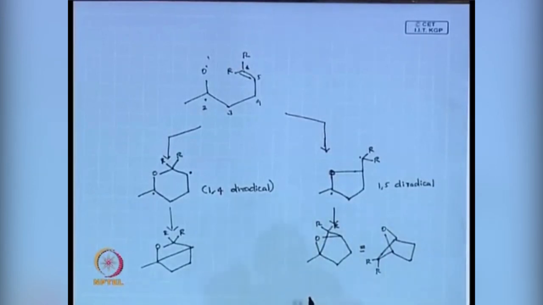Yeah, one methyl group, where that methyl group should be the bridge one. Okay. Yes, that's good. So you get, this is the simplest intramolecular Paterno-Buchi reaction. Okay.